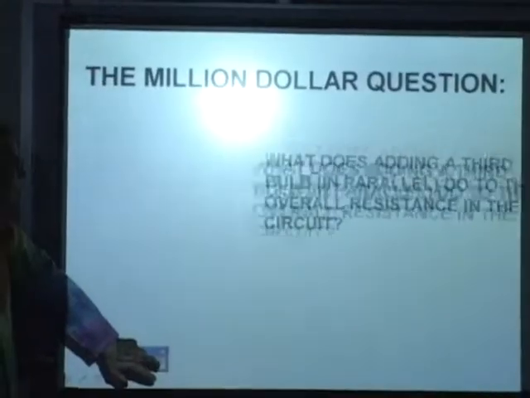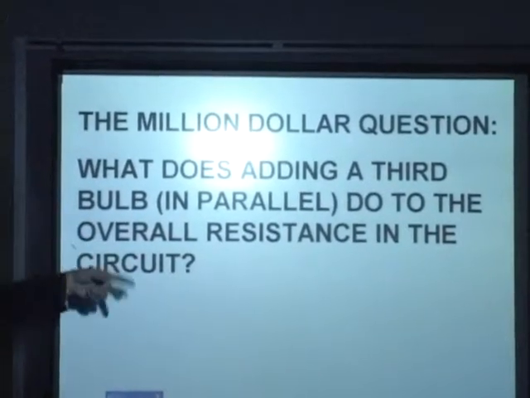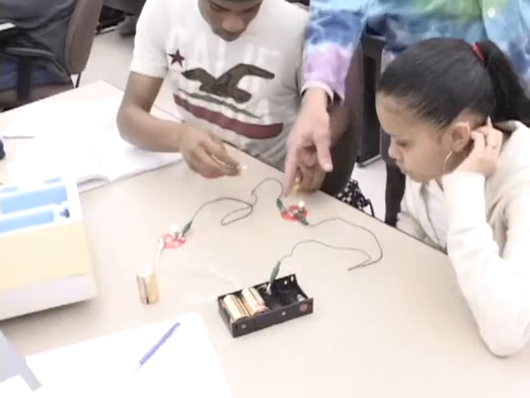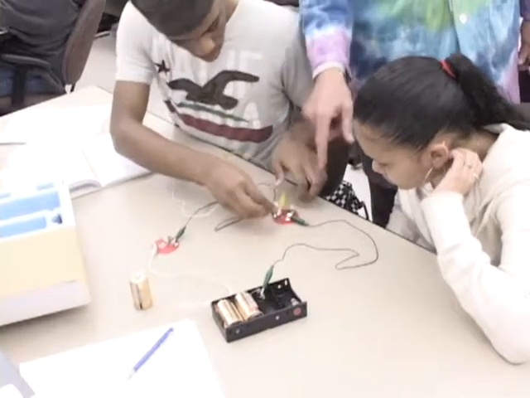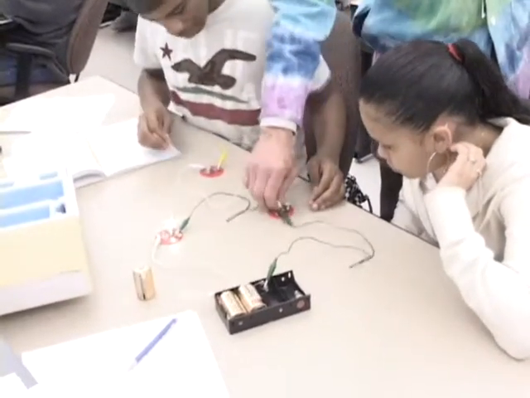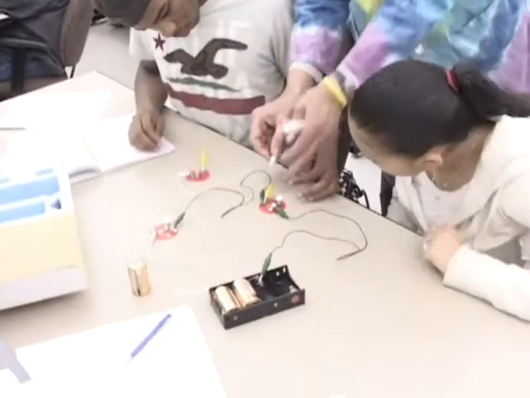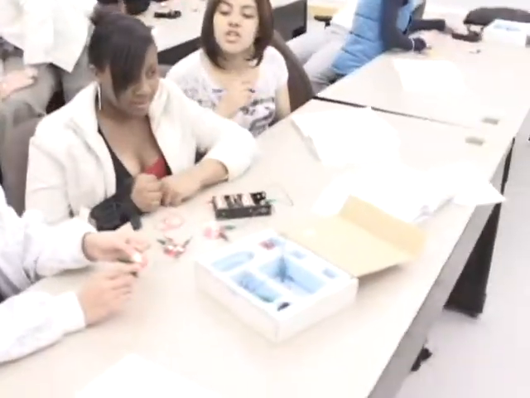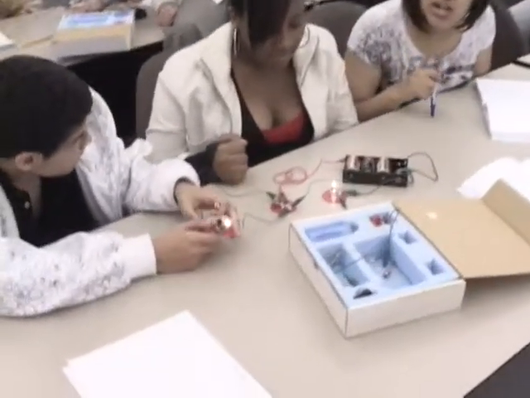$1 million question. What does adding a third bulb in parallel do to the overall resistance in the circuit? You can keep repeating the experiment and just hook up one wire, and then just keep touching it. They're bright. So, because these two lit and this one did not light, what does that mean?